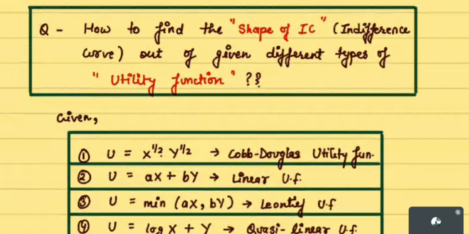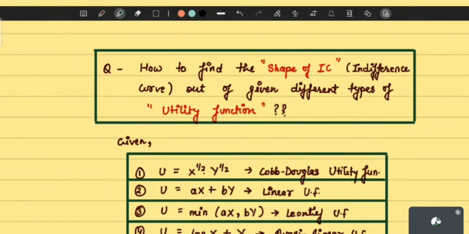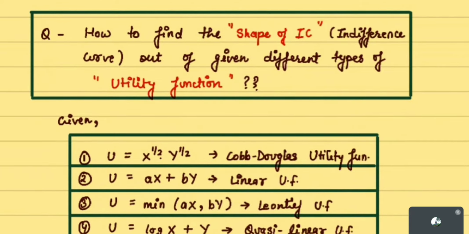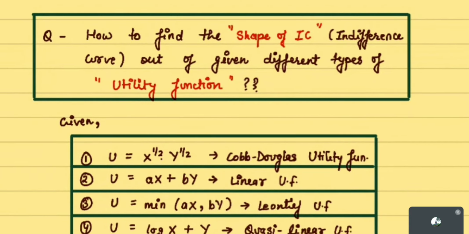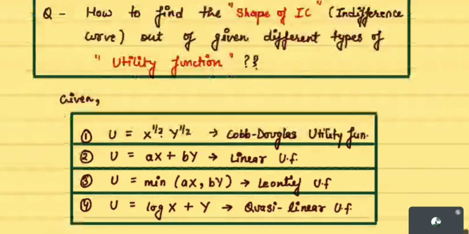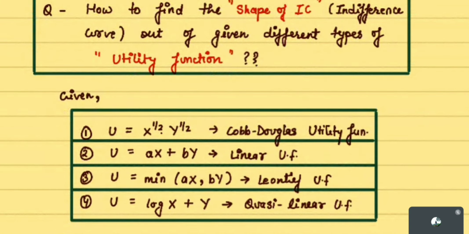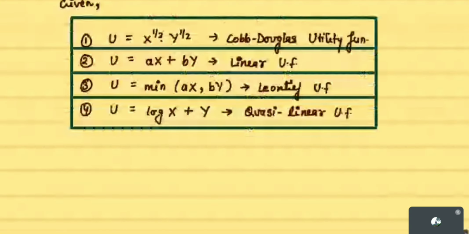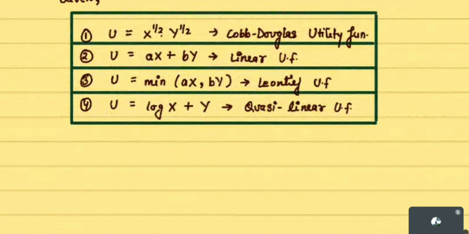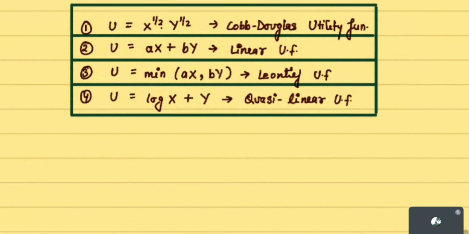First, as we know, an indifference curve is a graphical representation of the different combinations, different bundles of good x and y, that will give you the same satisfaction or the same level of utility. IC represents the same level of utility for different combinations of good x and good y. Now the shape of IC is different for different types of utility functions. So let me start. We have been given some utility functions and we have to derive the shape in each of these four cases. First start with this Cobb-Douglas type utility function.